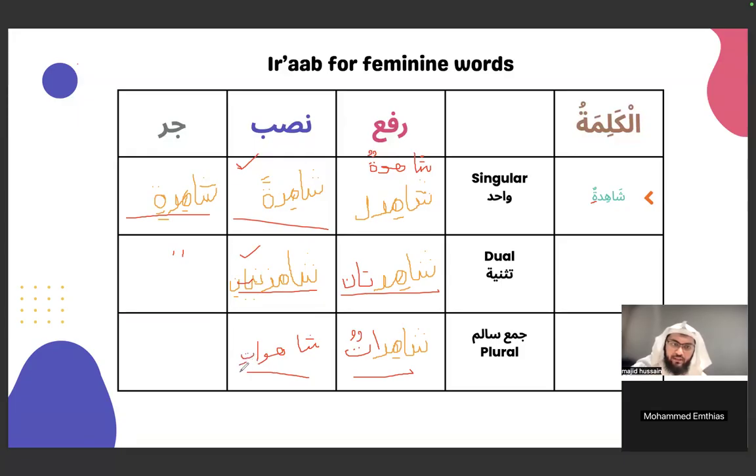Shahidatin is for the category of nasab and likewise the category of jar. That's the only change in the feminine words, the plural form. Rest all remains the same. Just for the feminine, the plural is different. It's shahidatun in the category of rafa and shahidatin in the category of nasab and likewise in the category of jar as well.